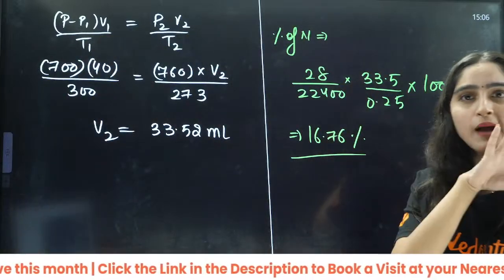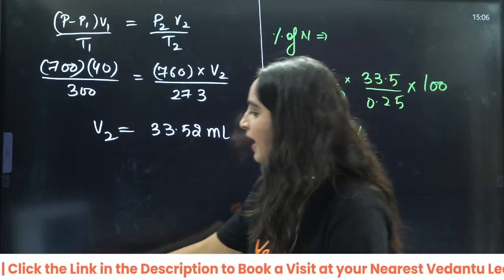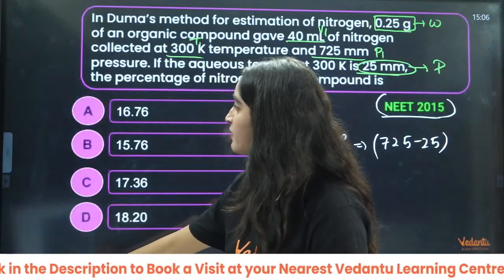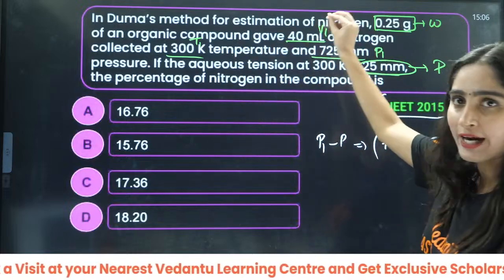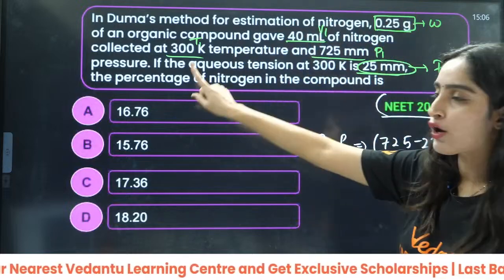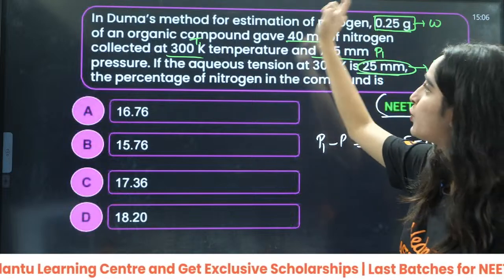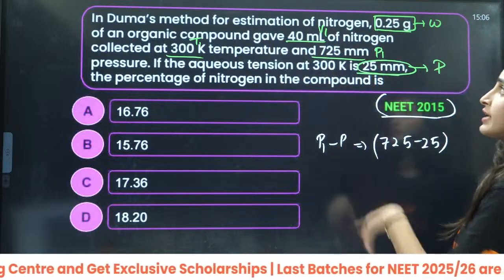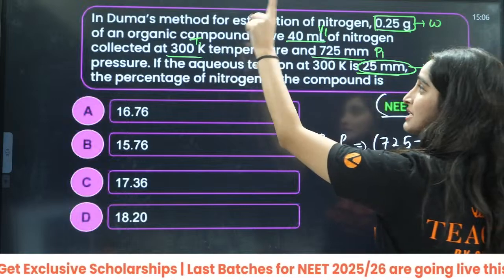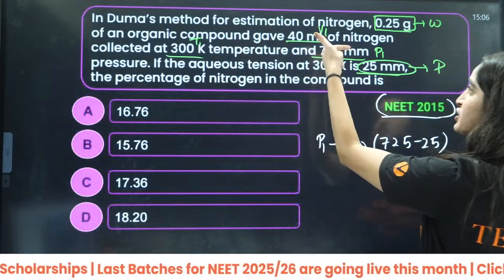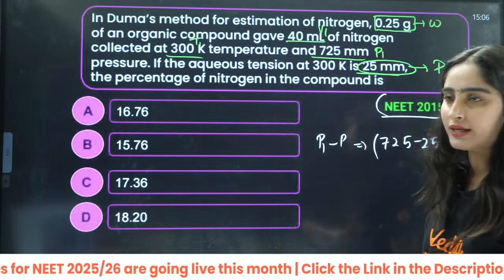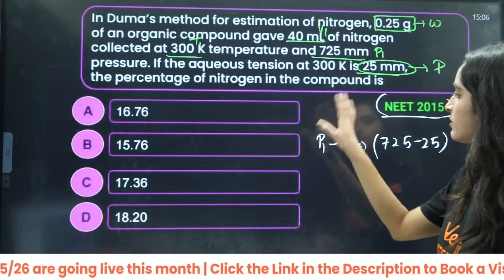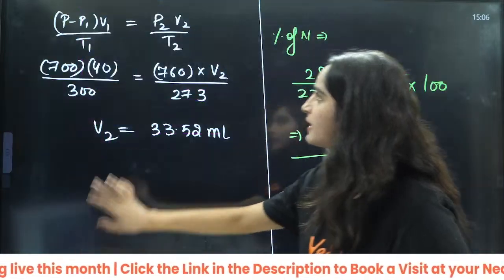Beta, the difficult part is not the calculation. The difficult part is to understand which is P1, which is T1. Right? In Dumas method for estimation of nitrogen, when this much of organic compound, that means it is W. Volume that is given is V1. Temperature that is given is T1, and the pressure that is given minus aqueous tension will be your P1 here, right? And then you will just apply this formula here, hai na?